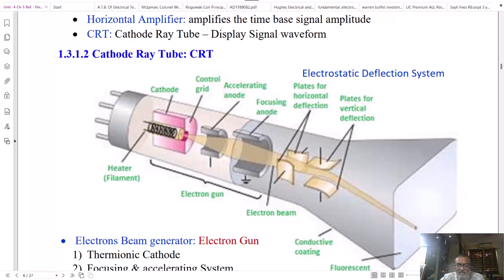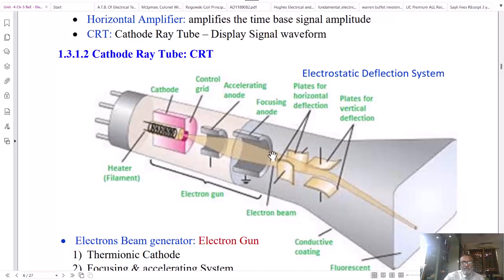One is the screen, which is placed at the highest positive potential, so that acts as an anode. And in between there are two anodes. One is called the accelerating anode and the second is called the focusing anode. Those are placed at a positive potential. Now the electrons generated after emission, passing through the control grid, are attracted towards the accelerating anode, and due to that they get accelerated.